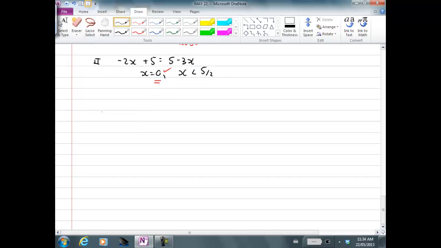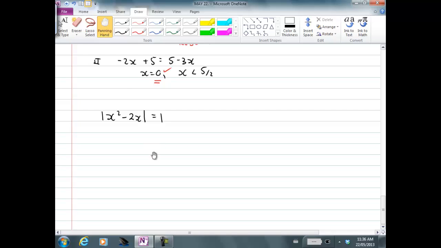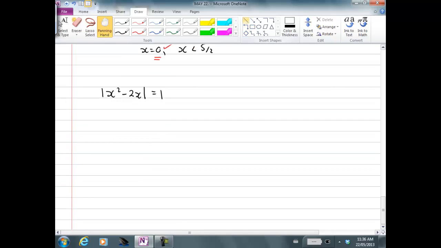Exact same thing over and over. x squared minus 2x, absolute value, equals 1. What about this? To do the piecewise, I'm going to do a table for this one because it's a bit trickier. And my table is going to be fairly large because it's going to be quadratic. Plus, minus. I go x squared minus 2x is greater than or equal to 0.